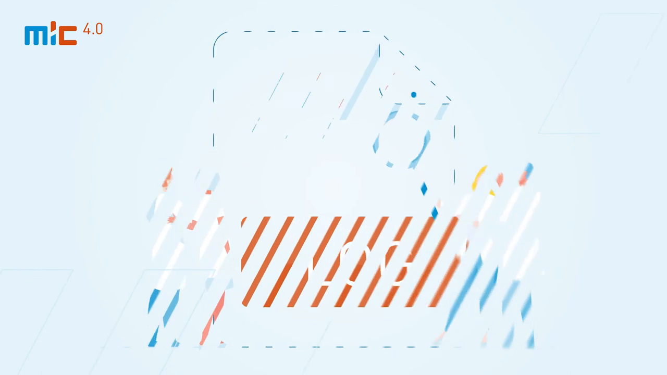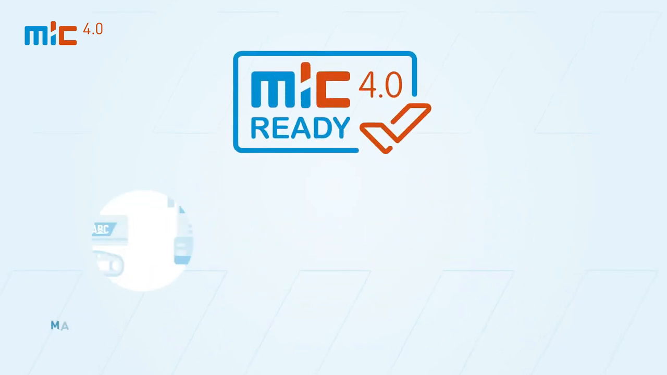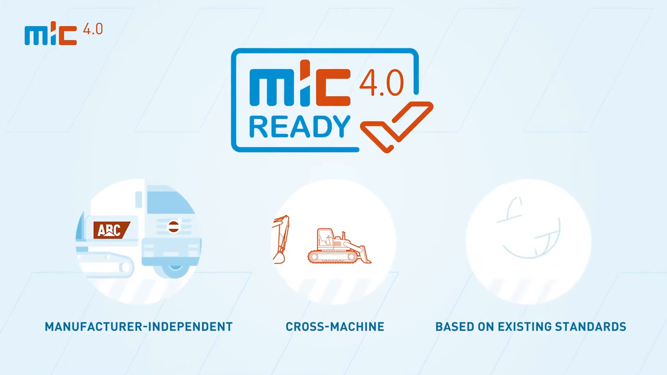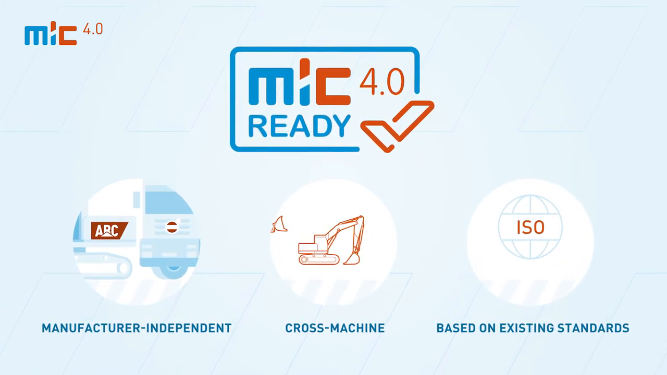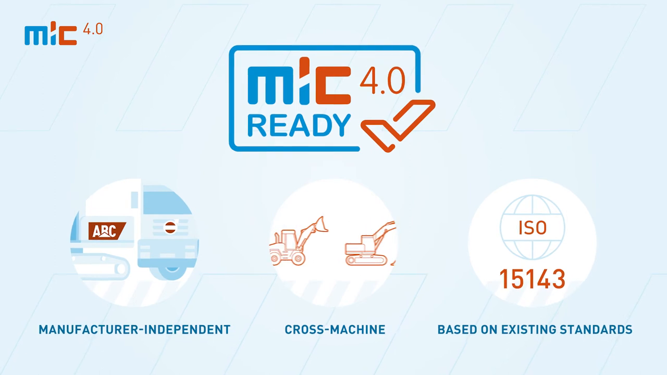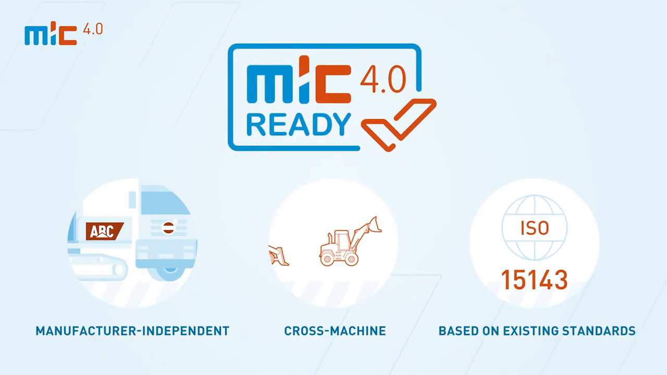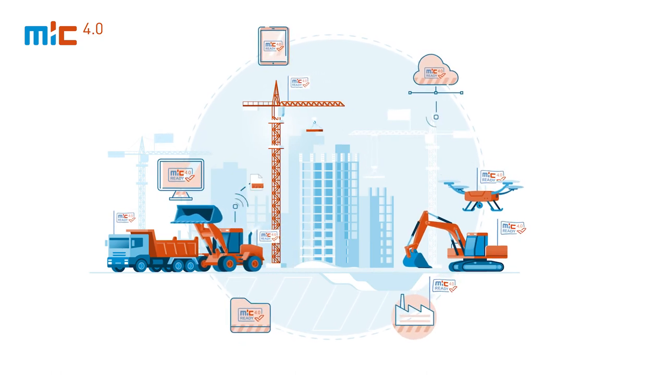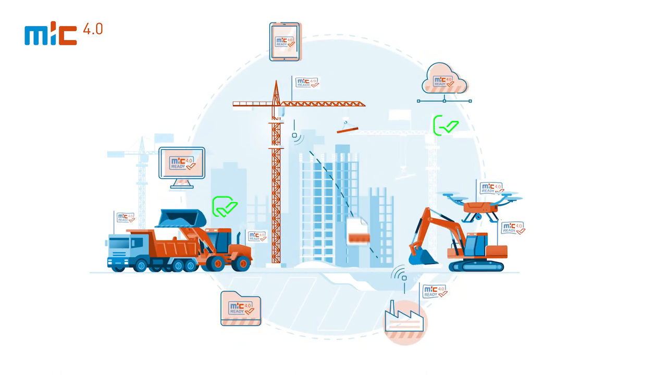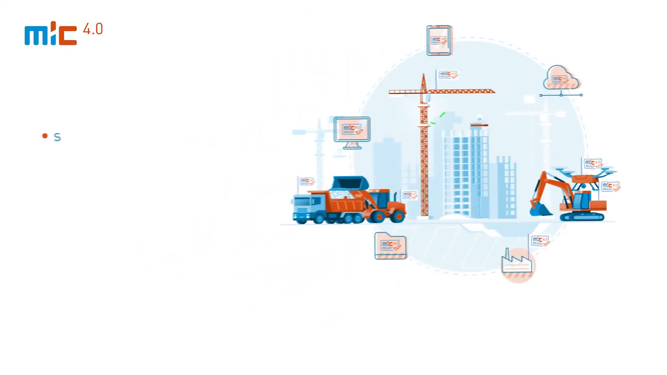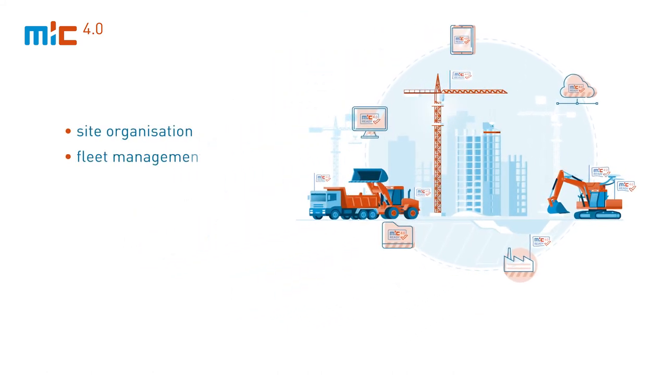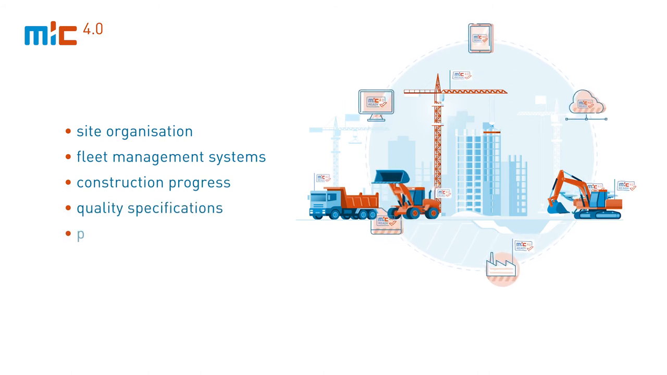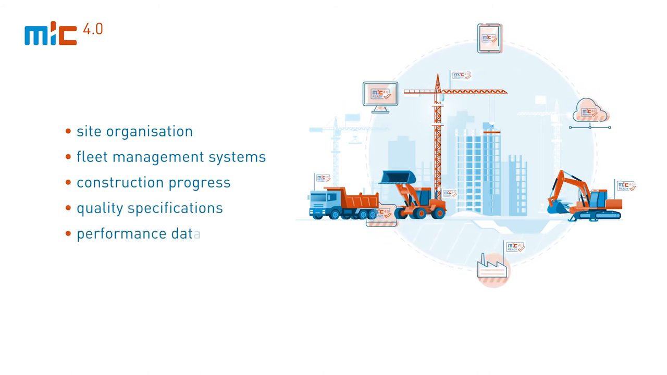The result? Common agreements that apply to all manufacturers and their machines, based on standards that already exist, such as the ISO 15143. At last, users can incorporate reliable and universal construction machine data into their software to better manage their construction site, fleet logistics, progress reports, and to institute quality standards and collect performance data.